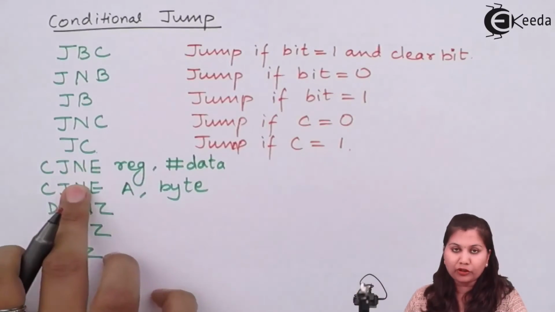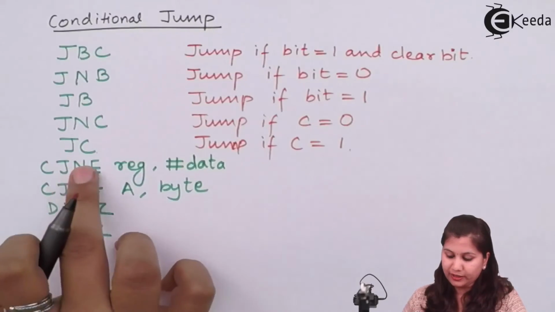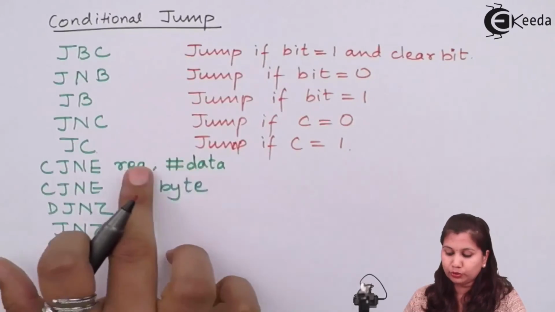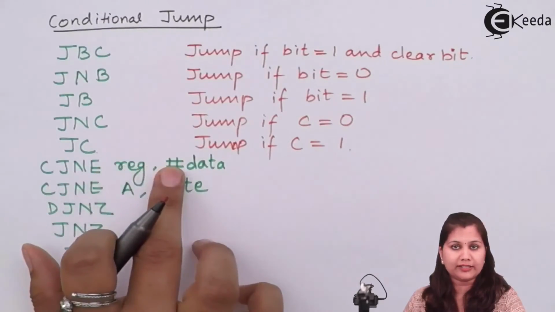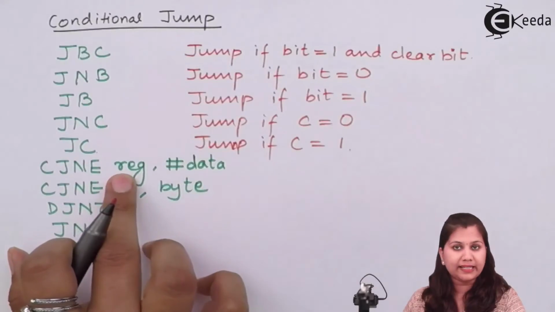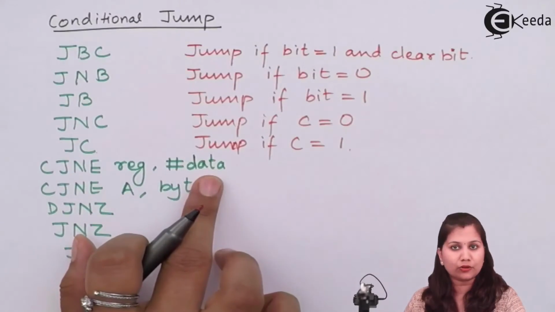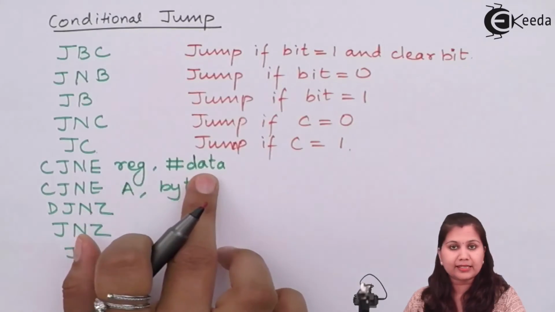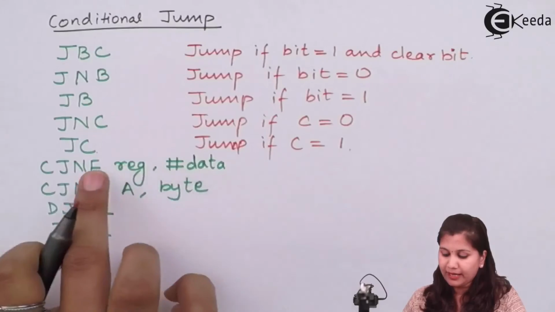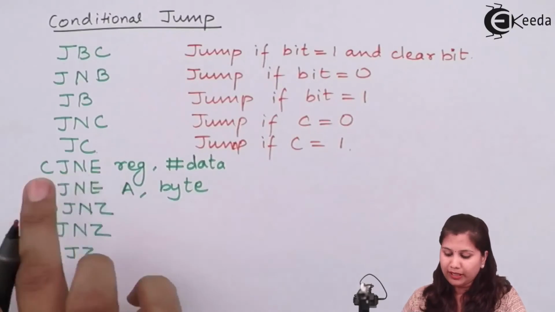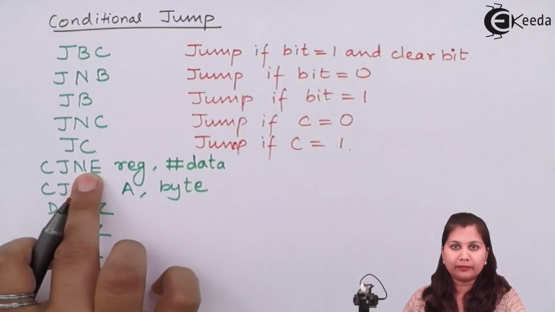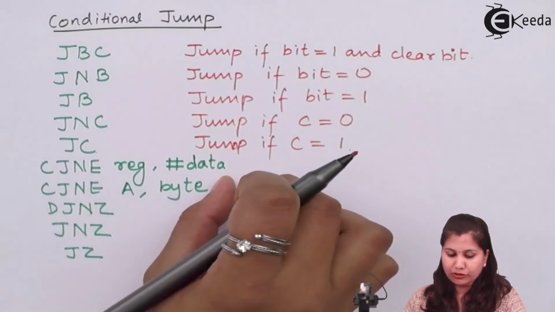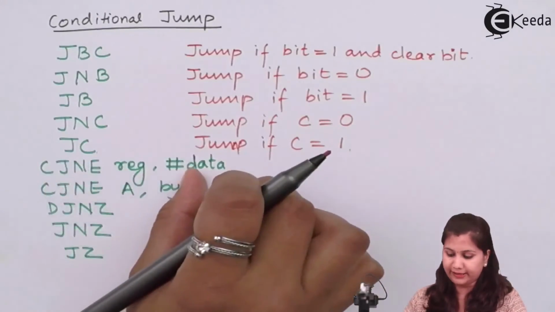Now these two are for the compare instructions. Here it is going to compare the two bytes which are given in the instruction itself. One is the destination byte and second is the source byte. So the contents of the register and this immediate data are compared, and when they are not equal, then it is going to jump to the memory location which is also specified in the instruction itself.